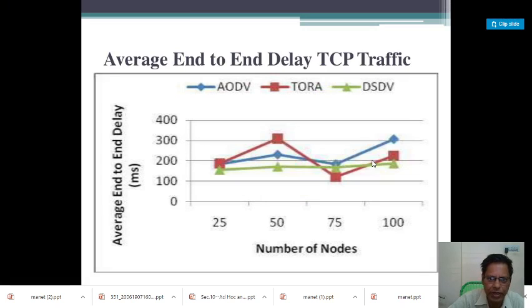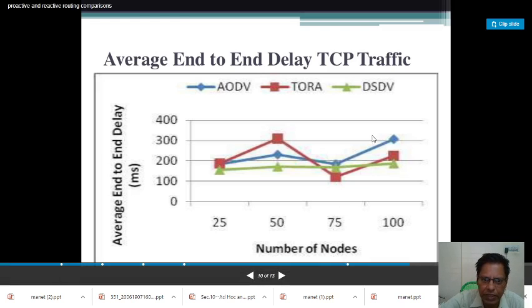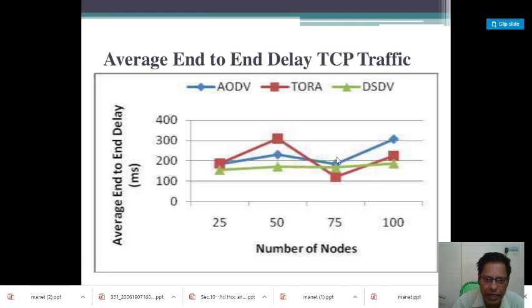This is the average end-to-end delay in TCP traffic. Here we can see that TORA, that is, temporally ordered routing algorithm, is transmitting more number of packets. About 300 packets are transmitting. From 100 to 300 packets are transmitting on average, compared to AODV and DSDV.